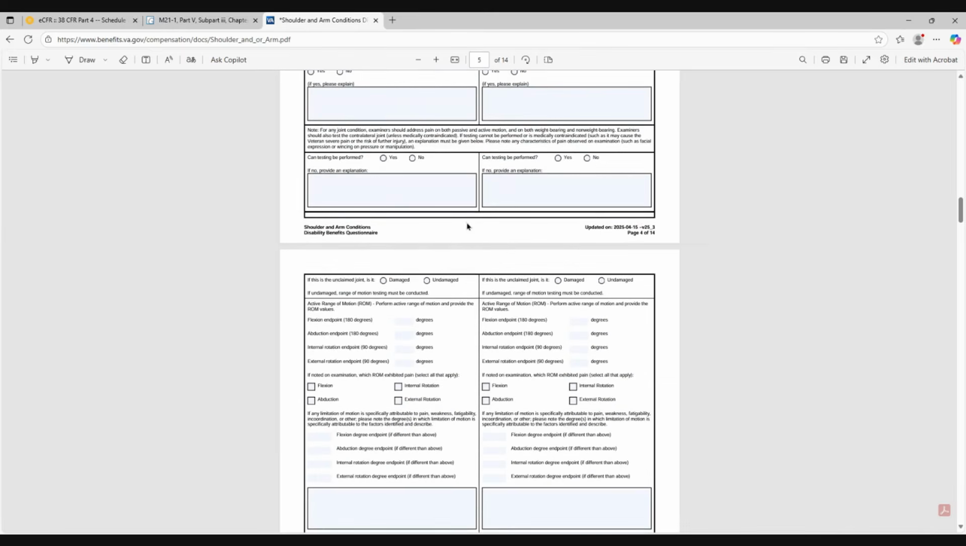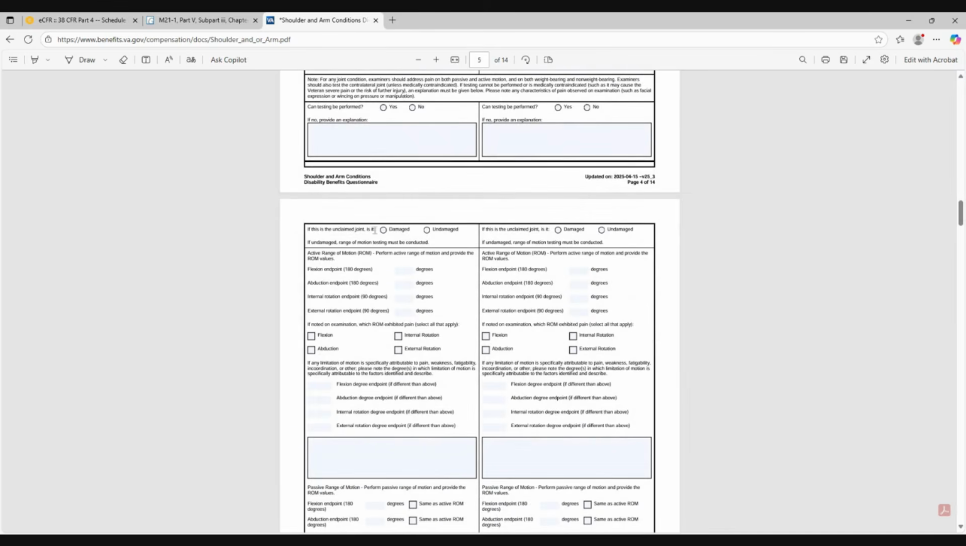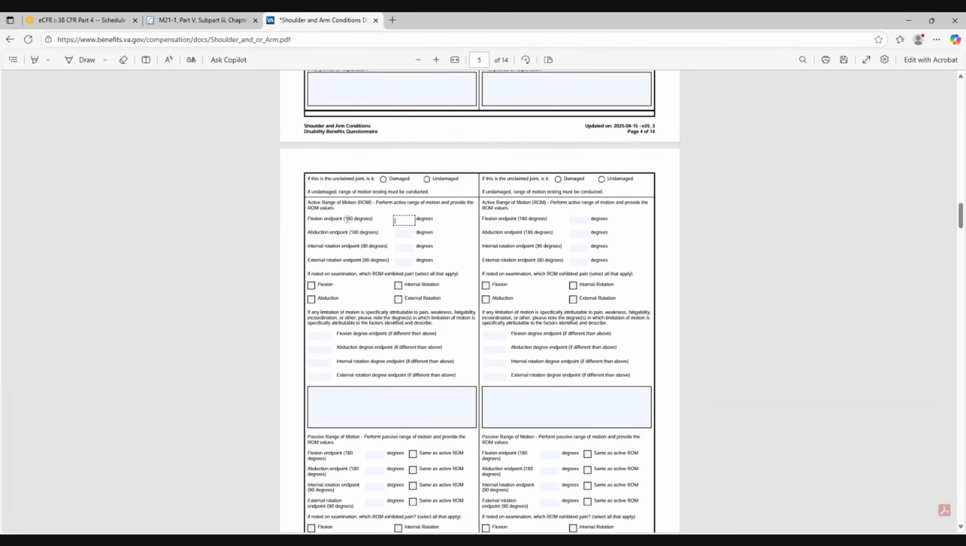So we come down here and is this an unclaimed joint? Is it damaged? If this is an unclaimed joint, is it damaged? So sometimes they will fill out this section here, but these are the joints. This obviously is the normal range of motion, which is 180, 180, 90, and 90.